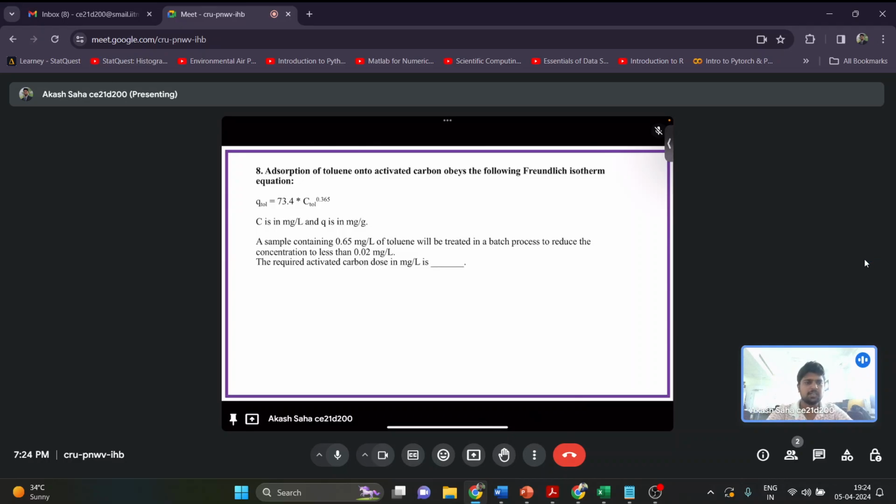So kindly go through the question again, take a screenshot, and then we will see the solution. I'll wait for a minute for you to take down the problem and the related input data given. So C naught is 0.65 milligram per liter, CE is 0.02 milligram per liter, and Q toluene as Freundlich isotherm is given. So we have to find out the activated carbon required. Okay, so let's try to solve this problem.